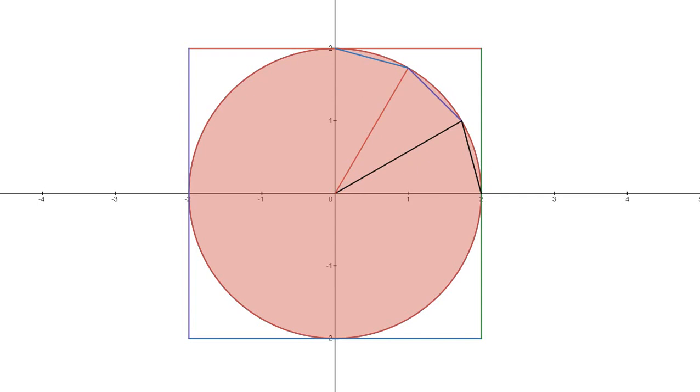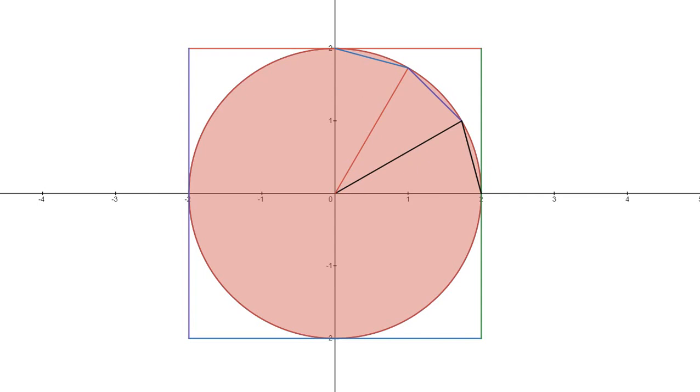Well, if you consider the red line, which is going from the origin to the circumference, and you consider the black line going from the origin to the circumference, those 2 lines have a length of 2. Why? Because they're equal to the radius of the circle. Because that's what a circle is. A circle has a radius, which is the distance from the center to any point on the circumference. Any point, guys. So it's always 2.